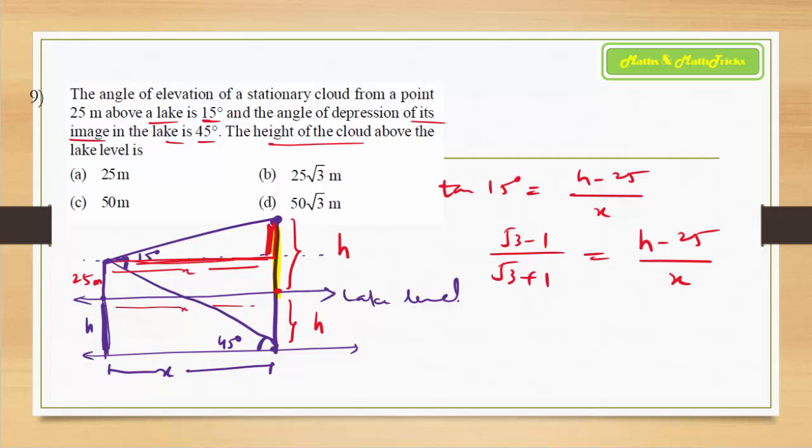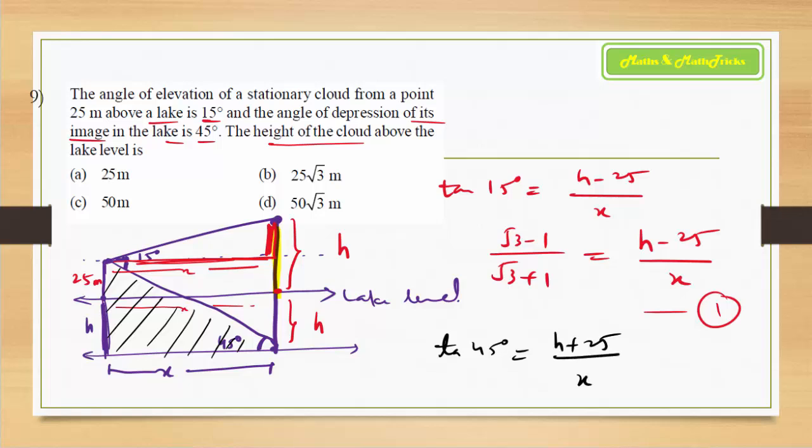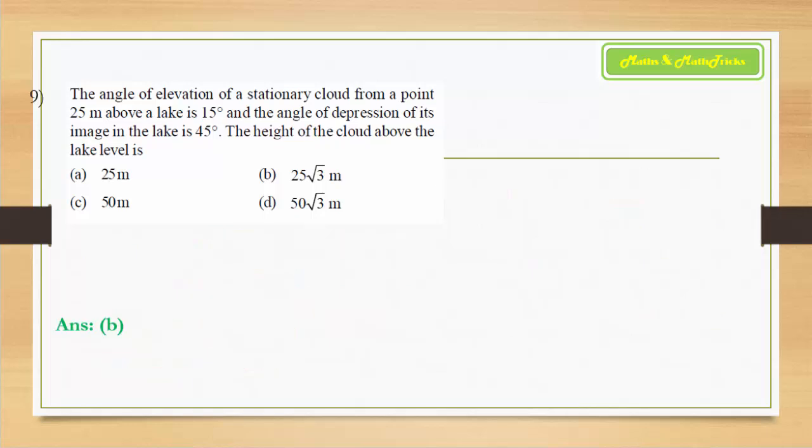This is your equation number 1. Now the second equation you will get by using this triangle, where the 45 degree angle is there. So tan 45 degrees, opposite is h plus 25, divided by x. Because tan 45 is 1, the x value is h plus 25. So this value of x you can substitute in equation 1 and calculate h, which will give you the answer B. Let me verify that for you.